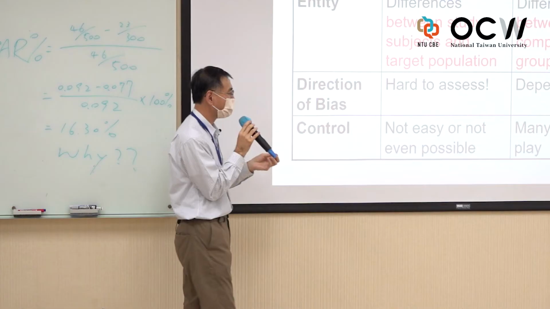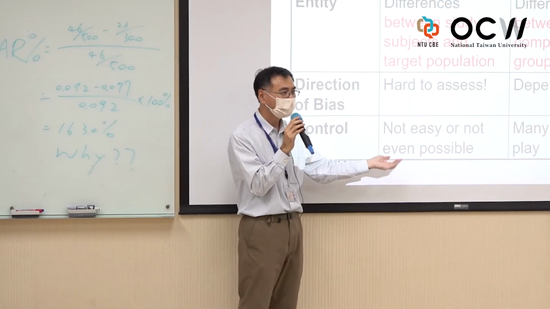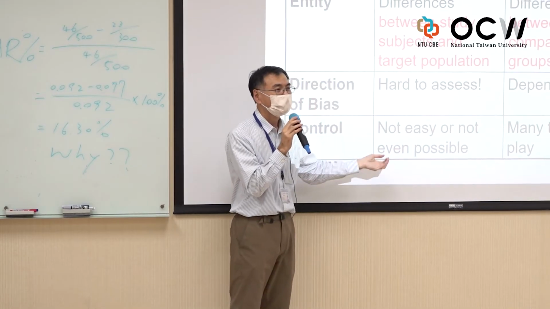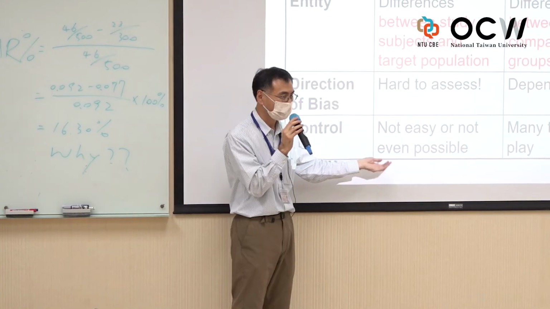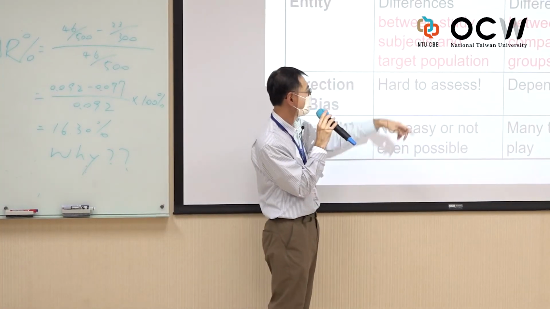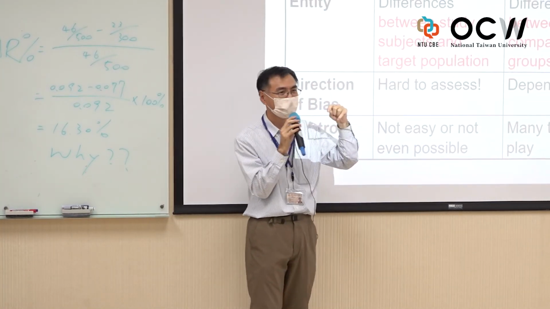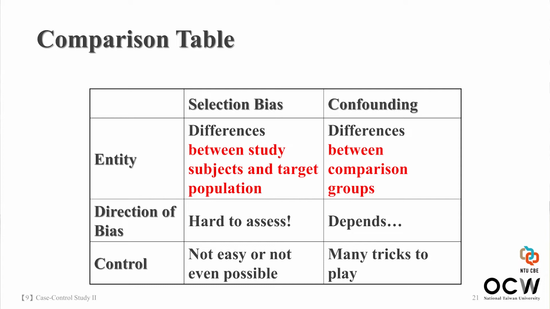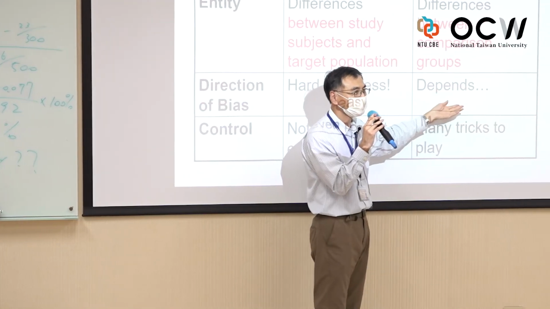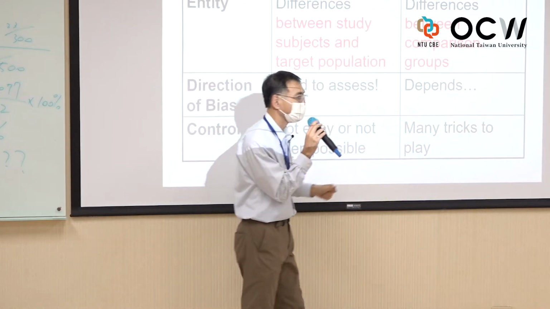So the best policy is to avoid it or try to get further information to assess the impact from the selection bias. Okay. And directional bias, again, is very hard to assess. We have no idea if it's exaggerated or makes the outcome shift to none at all. Confounding, it really depends. It depends on the way you do the measurement and the way you do the adjustment. Okay, so it really depends.